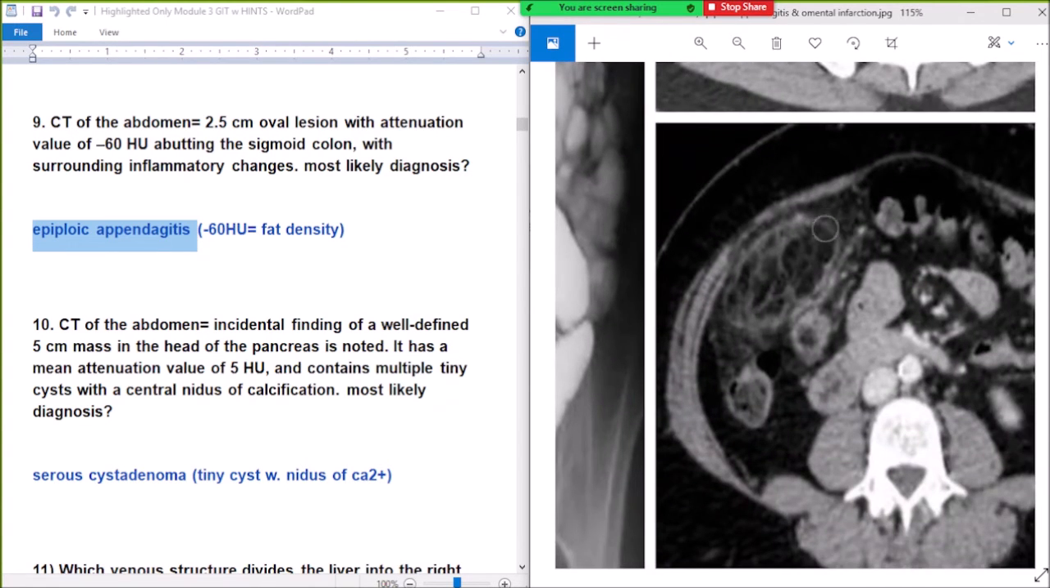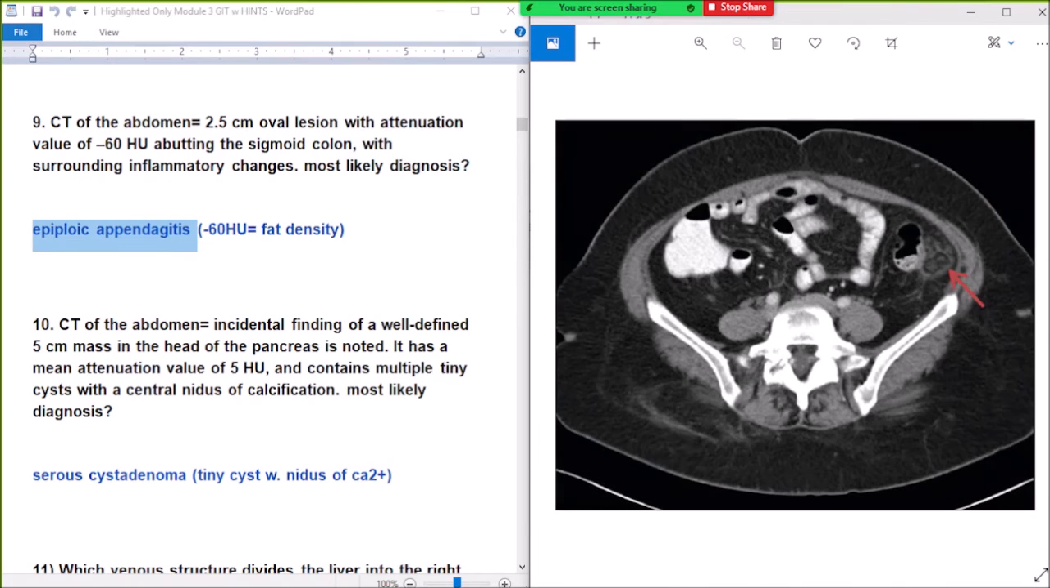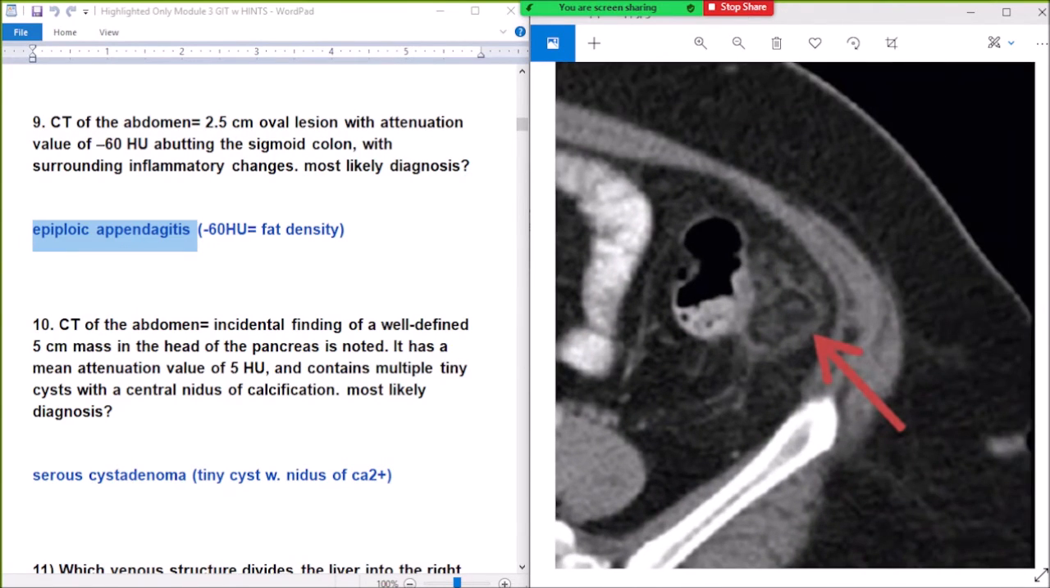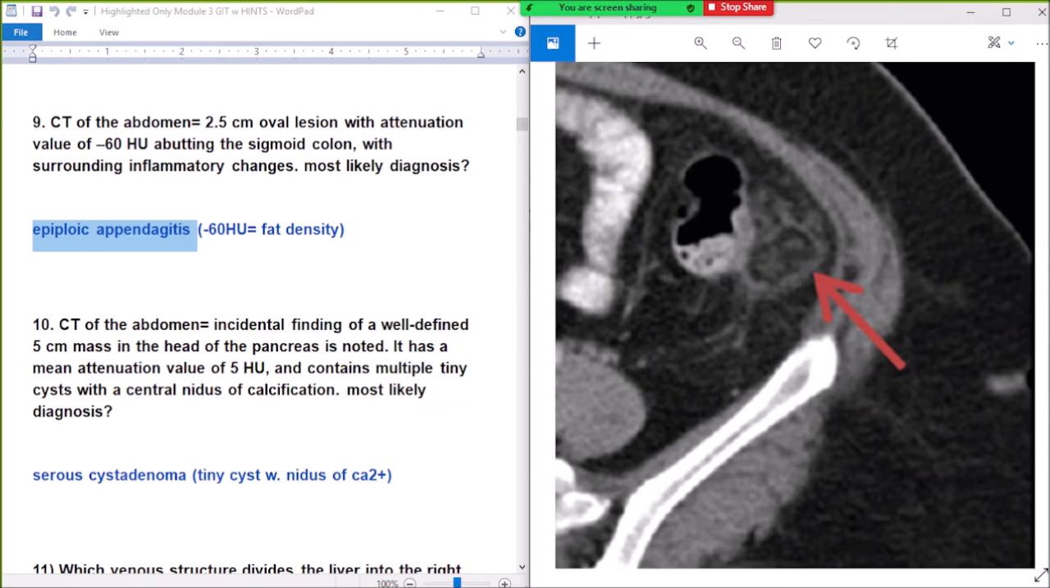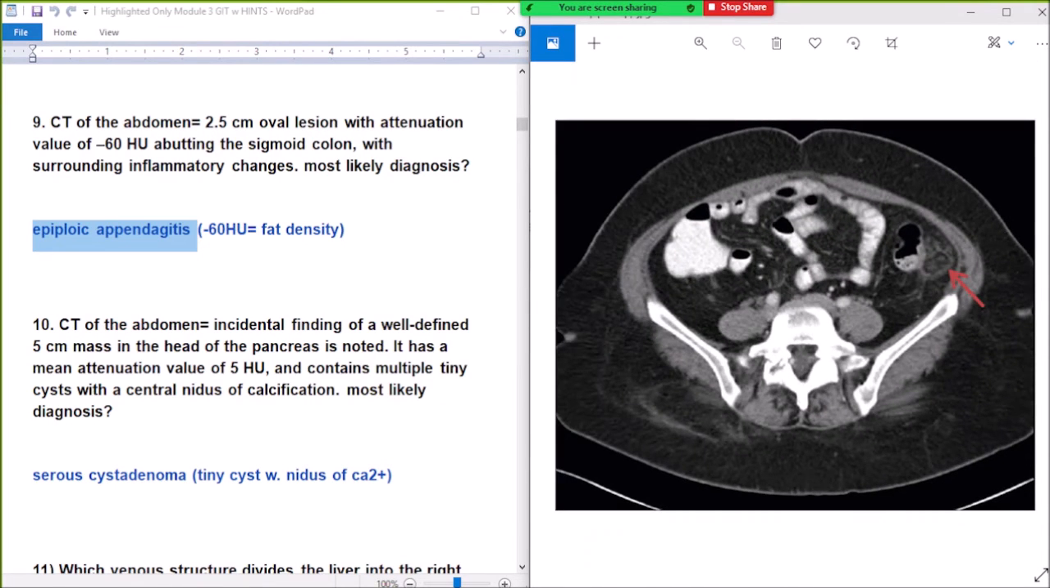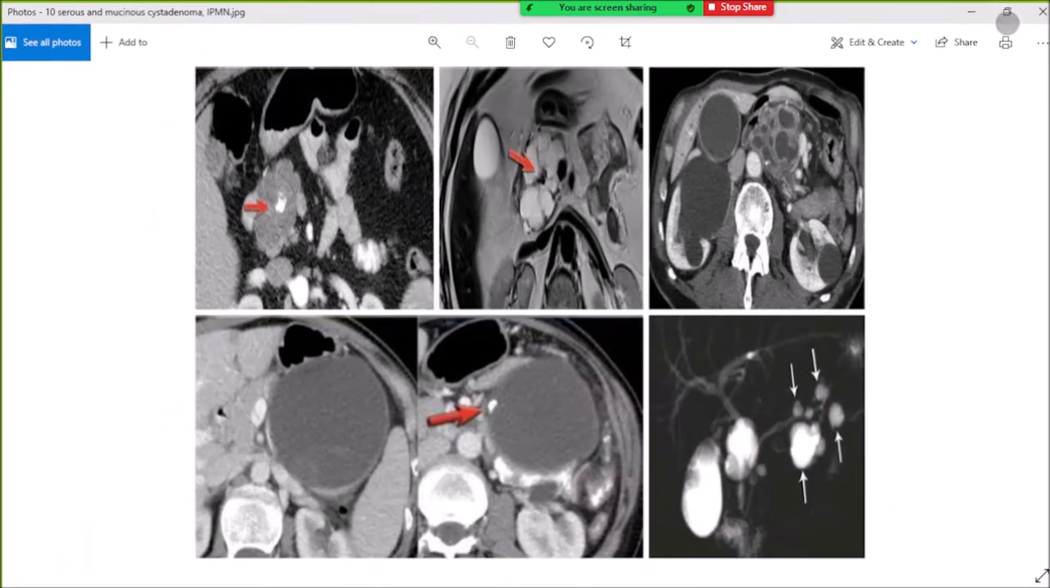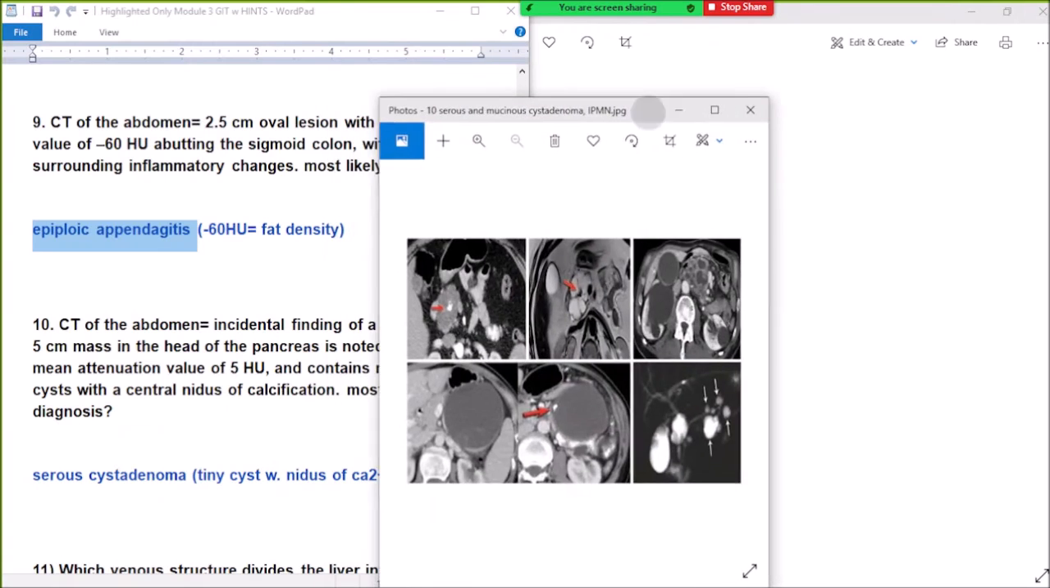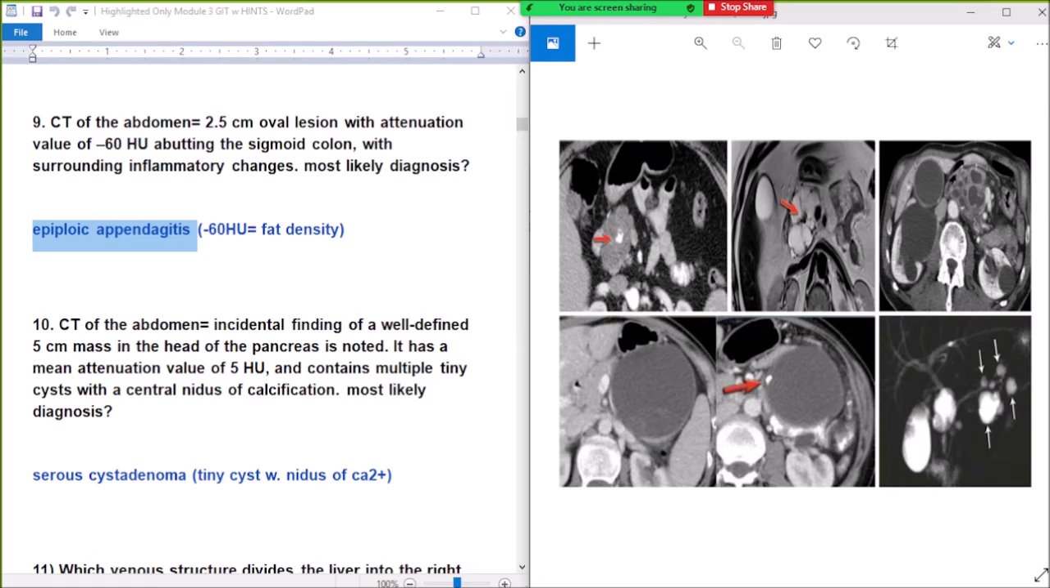Similarly over here, an oval lesion with fatty attenuation, adjacent to the colon, with surrounding inflammatory changes, diagnosed as epiploic appendagitis. Again the same here, an oval lesion with fatty attenuation, adjacent to the colon with surrounding inflammatory changes, diagnosed as epiploic appendagitis. There are serous and mucinous carcinoma of the appendix.